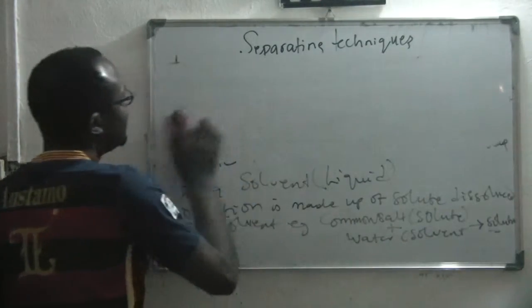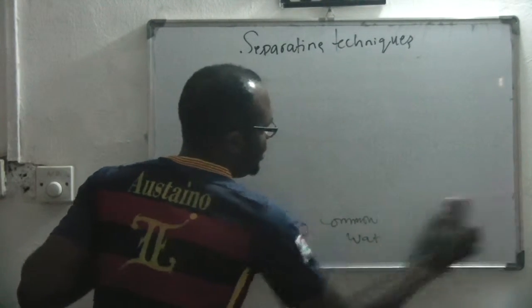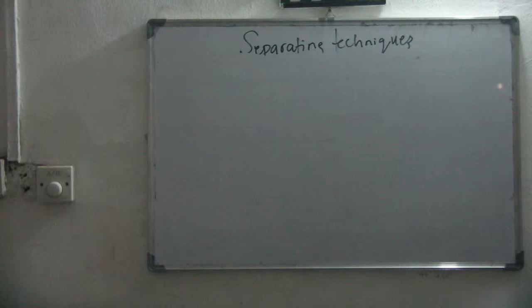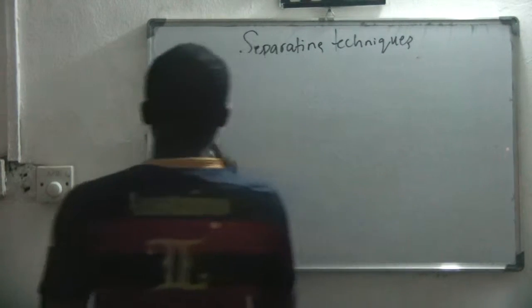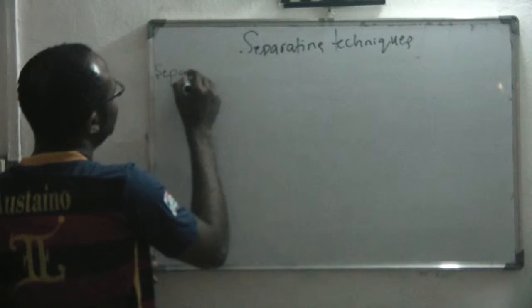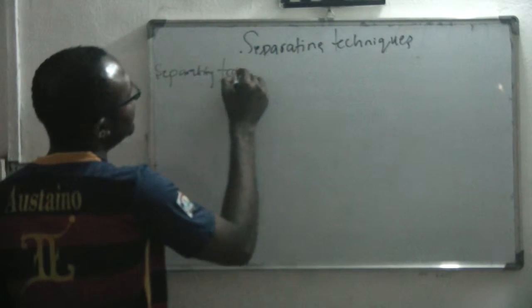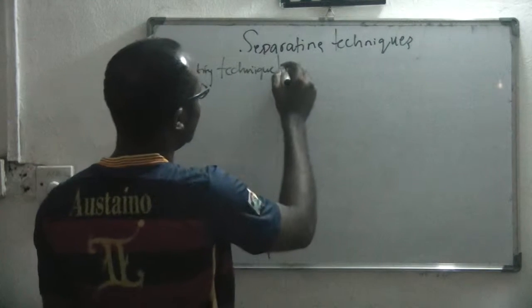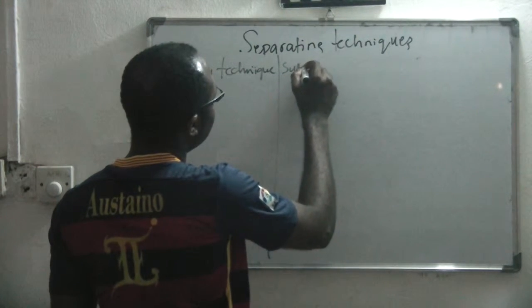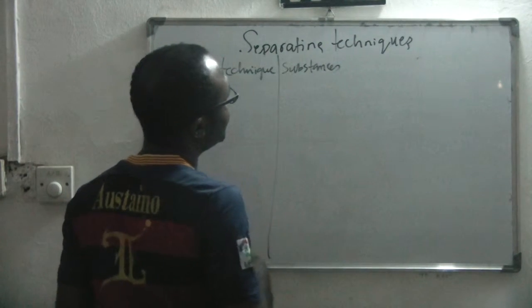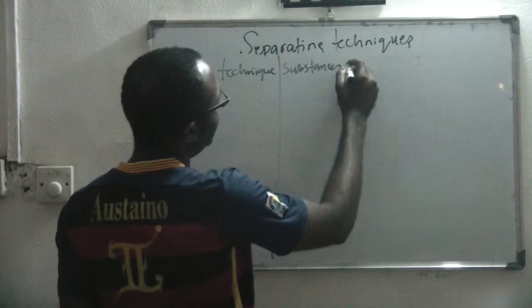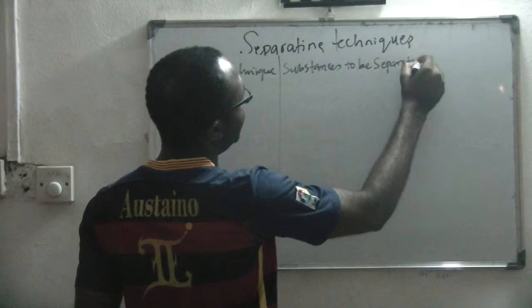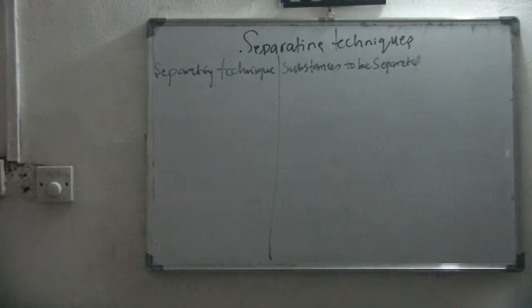their use. We see the physical properties that determine their use. So here we write the separating technique. Is that clear? Then here we have the substance, substances to be separated.